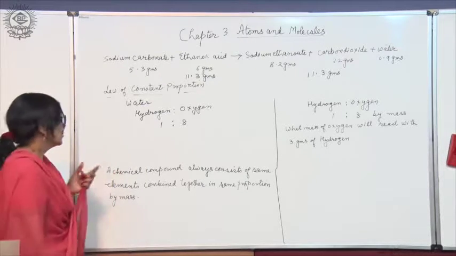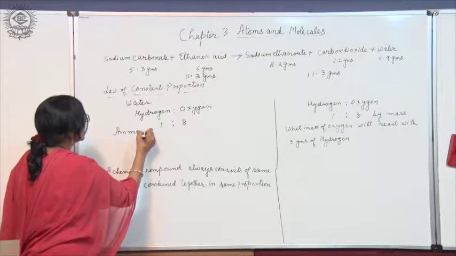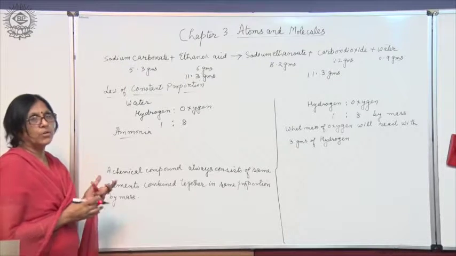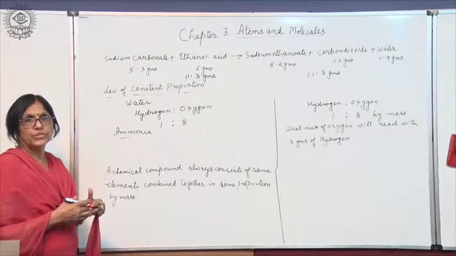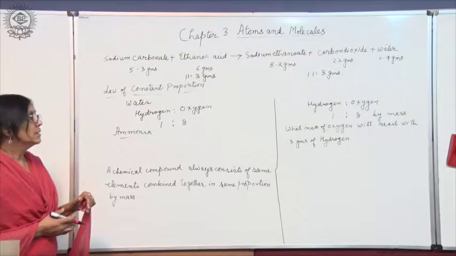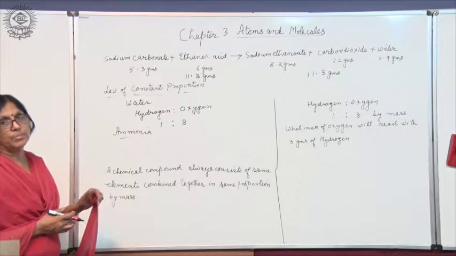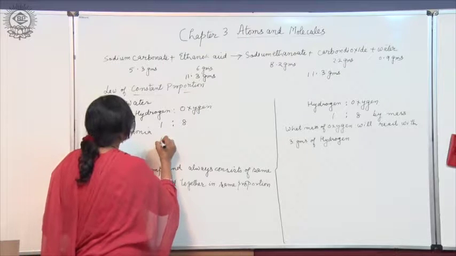And same way ammonia, which is formed by the combination of nitrogen and hydrogen, it is found that from whichever source ammonia is collected or from whichever method it is prepared, nitrogen and hydrogen always combined in the same proportion by mass, that is 14:3.